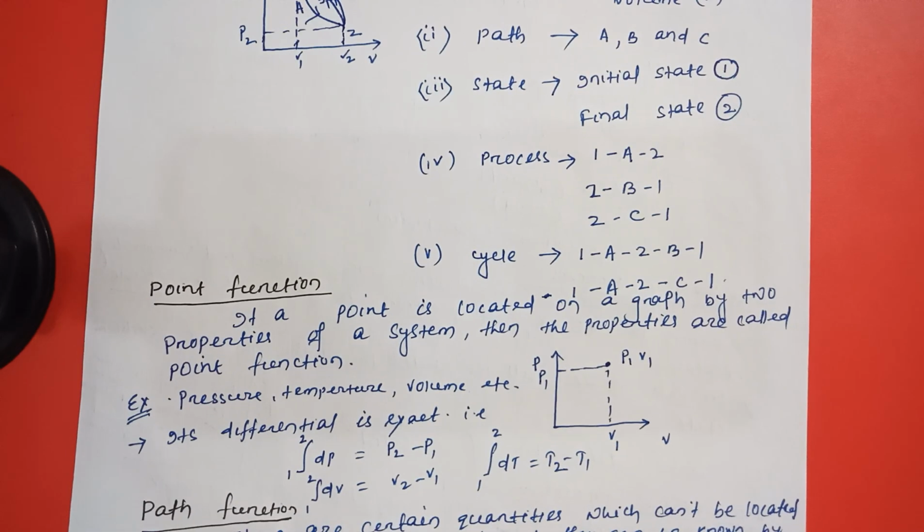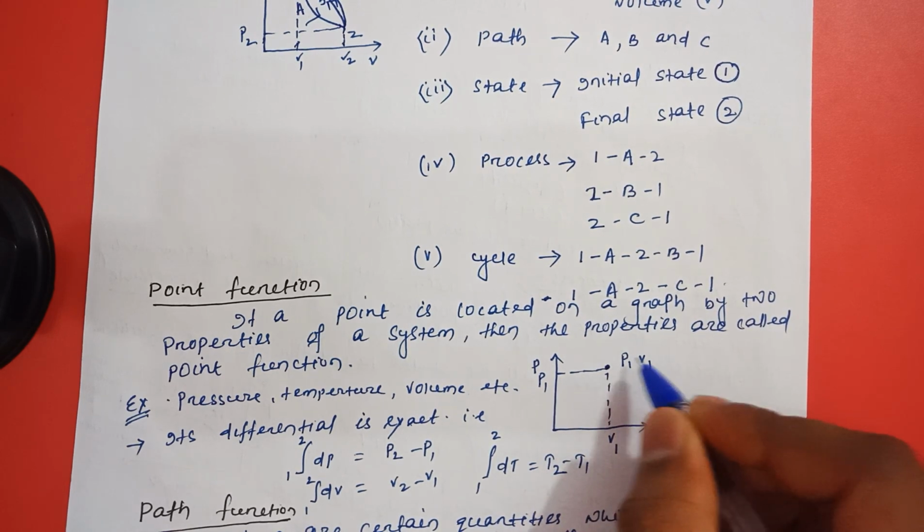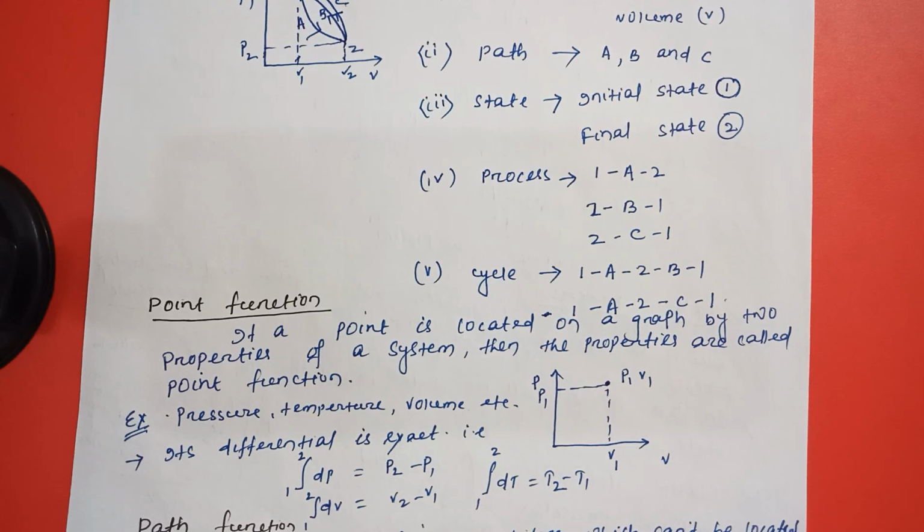Now come to the discussion about point function. So what is a point function? If you locate a point on a graph by any two properties of a system, then the properties are called point functions. Suppose I am drawing a PV diagram. I locate a point. At that point, your P1 and V1 are given to you. So if you locate any point on a graph by two properties of a system, then it is called a point function.